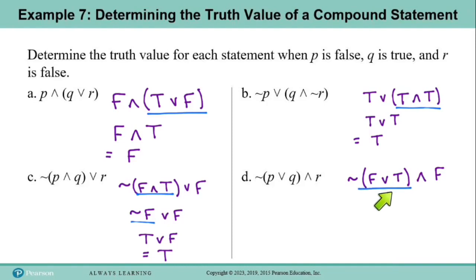Okay, working in parentheses first. This is an or. Or statements are true if one or both components are true. So this in parentheses is a true statement. And so we're going to have not, and then this statement here will be replaced by true. So not true, then we've got and false.